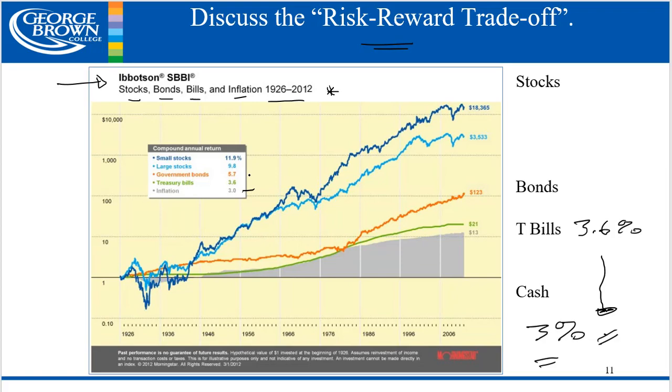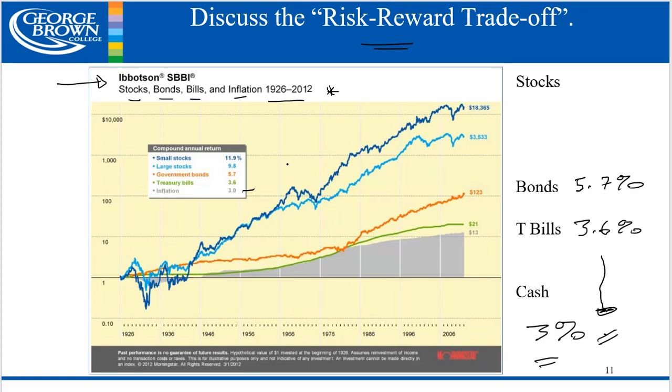Next, we're looking at government bonds here, and the compounded annual average growth rate is about 5.7%, so a little bit higher than the Treasury bills. And governments and companies issue bonds to borrow money, to raise capital. It needs to be paid back by coupon payments, interest payments, and principal returned on the maturity of the bond.